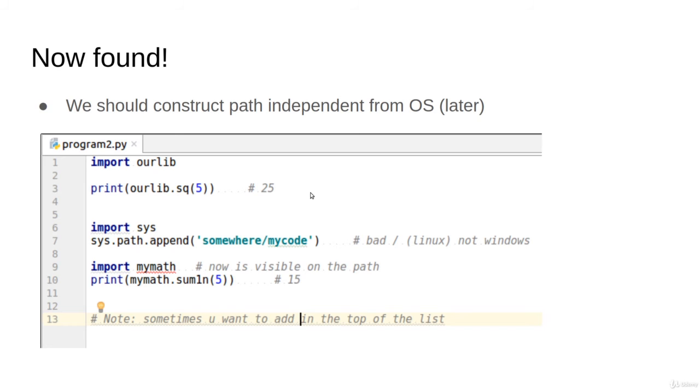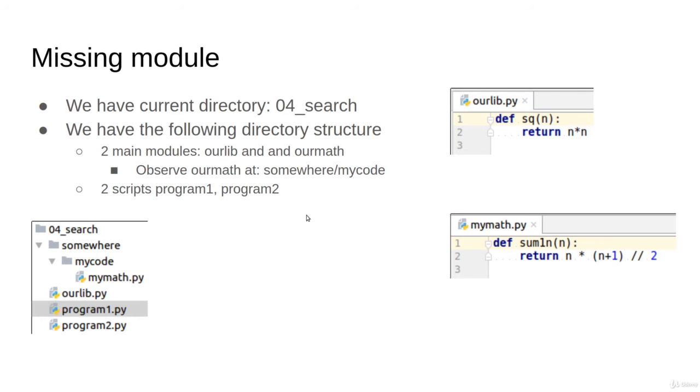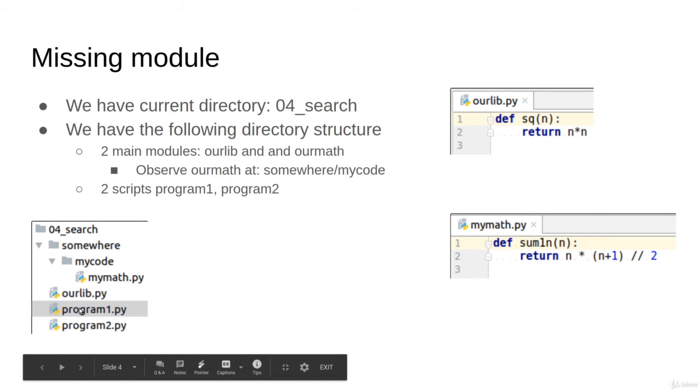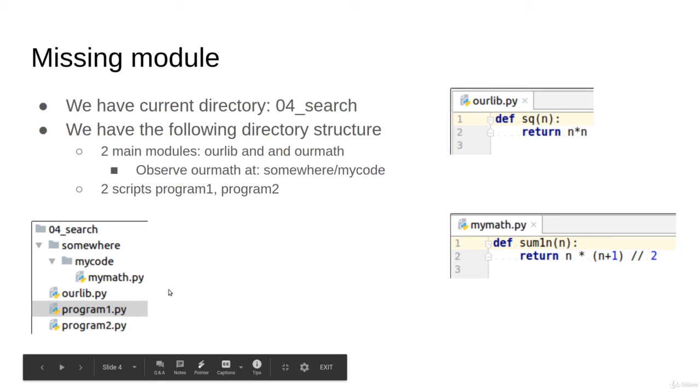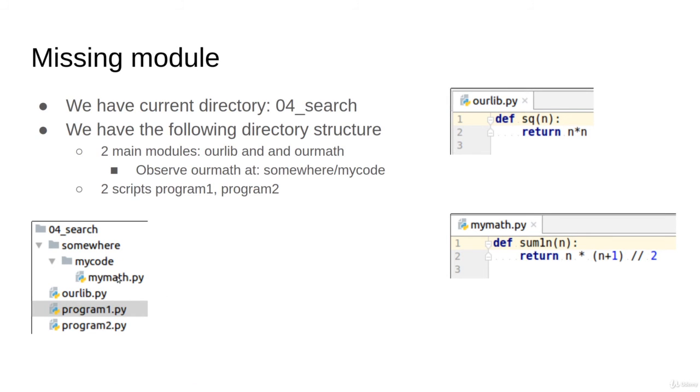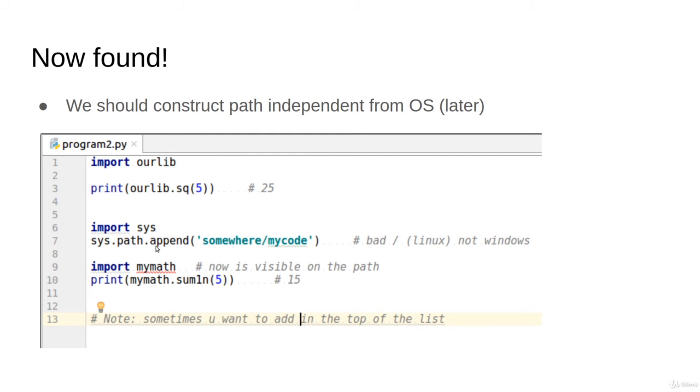So that's all about what we were doing. Let's take a step back here. Program 1 was trying to use mymath, which isn't in the 04_search directory. That's why it was complaining. To fix that, you have to add it to the search path. There are two ways to do that. One way is through code, and this is a very common way, and another way is to go to the operating system itself and add this directory, but this isn't our business for the moment.